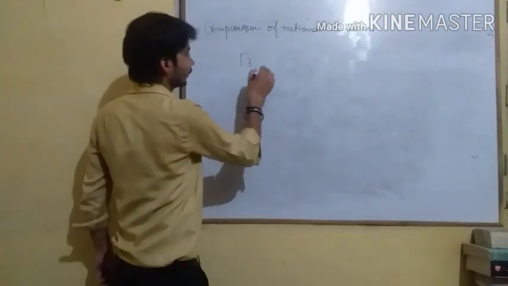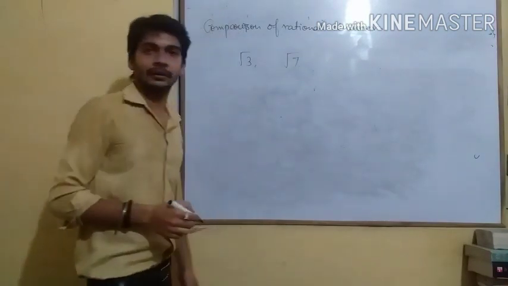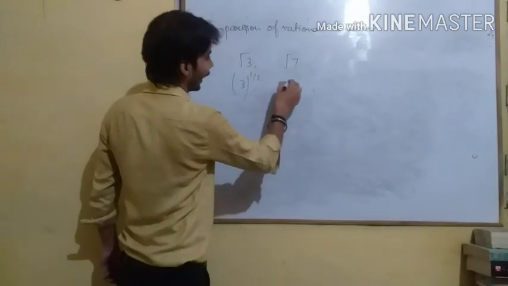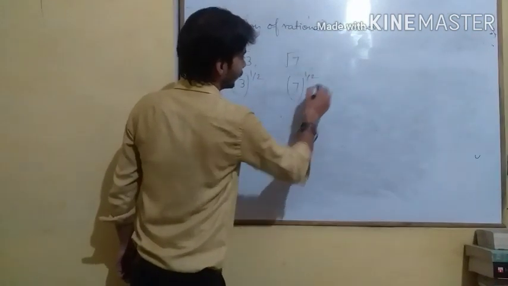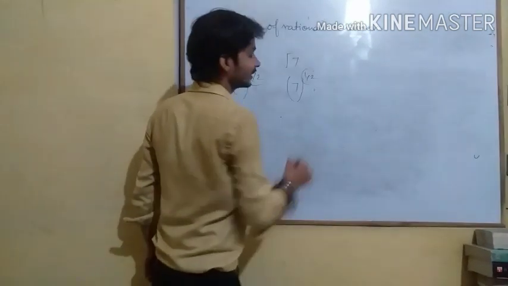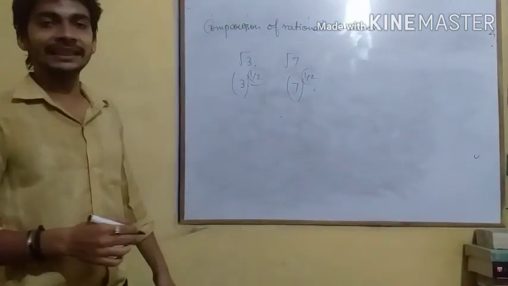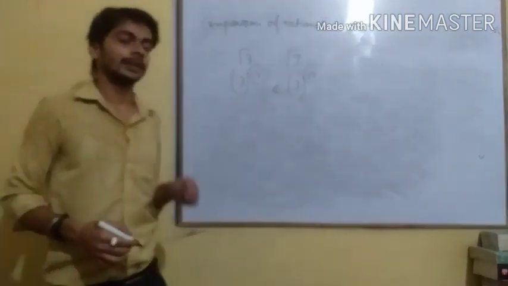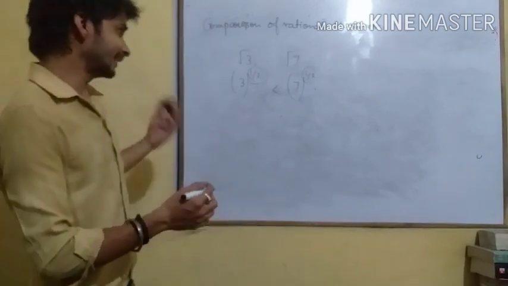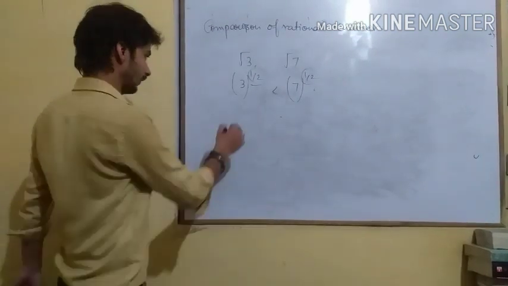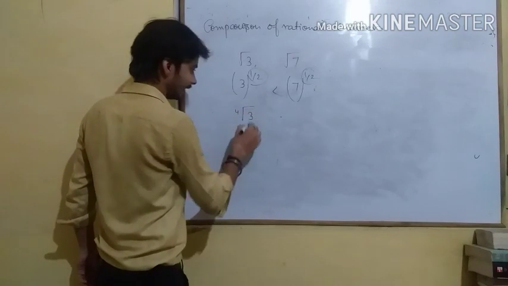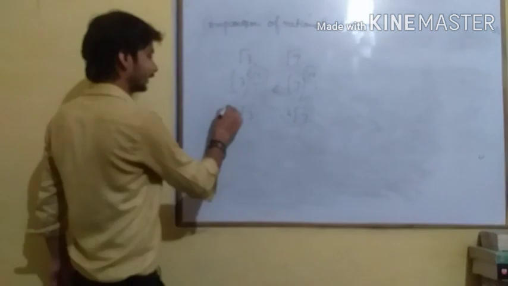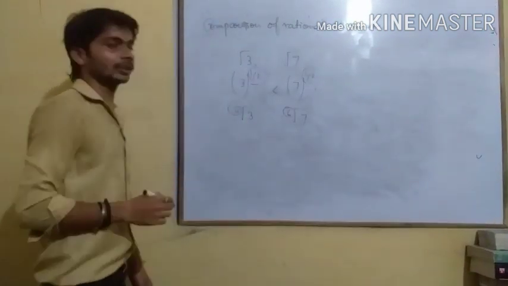If we have root 3 and root 7, we can write this in the form of 3 to the power 1 by 2 and 7 to the power 1 by 2. Here the orders of both irrational numbers are the same. So we can easily say 7 to the power 1 by 2 is greater than 3 to the power 1 by 2. If we have numbers where the orders are not the same, like the 4th root of 3 and the 6th root of 7, now look here, the orders are not the same.